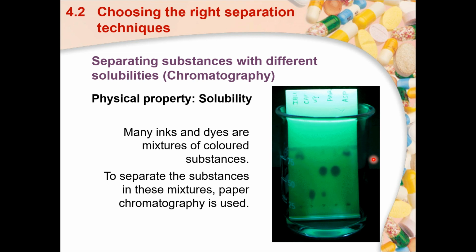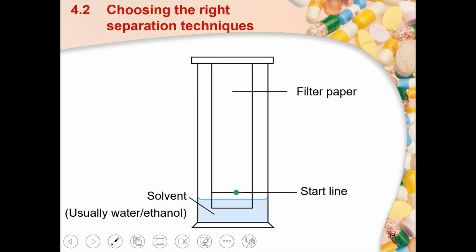So one way to do it is we use many inks and dyes, and we know that different color inks actually are created from a mixture of colored substances. So if you want to separate these substances, we can use this method to do so. So let's take a look at how we work using chromatography.